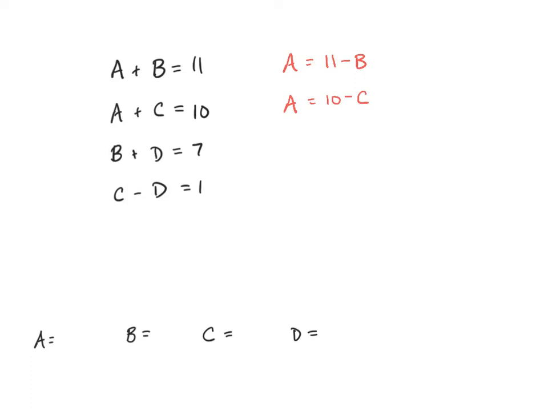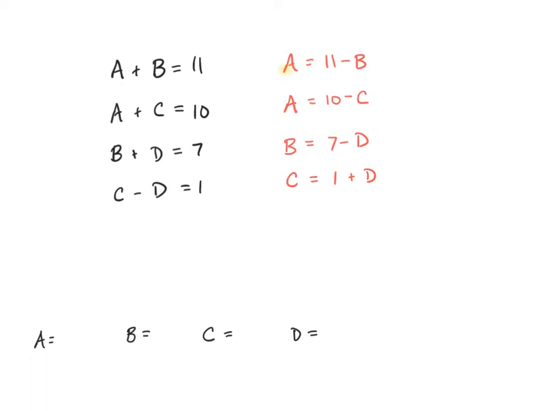The next one I'm going to solve for b. If we take d away from both sides, we have 7 minus d. And the last one I'm going to solve for c. If we add d to both sides, we get 1 plus d, or d plus 1.